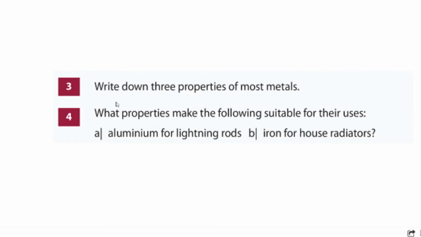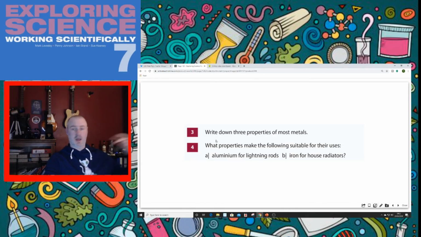Let's have a look at these. Again, write down 3 properties of most metals. By now you'll be sick of hearing about the properties of metals and you'll instantly be thinking they are good conductors of heat, they are good conductors of electricity, they have high melting points, almost always, and they are shiny. Okay, and they are usually very, very strong.